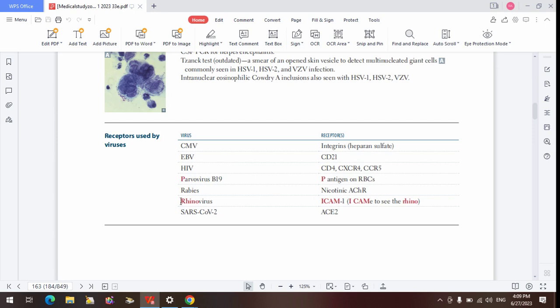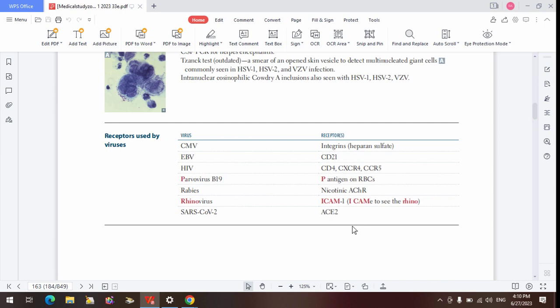So what's the first one? CMV. We have to just learn this. Cytomegalovirus uses heparan sulfate. They use integrins on the epithelial cells that they want to infect, and that integrin is made up of glycosaminoglycan, particularly heparan sulfate. So heparan sulfate is for CMV. The integrin that they use is heparan sulfate. Epstein-Barr virus uses the receptor CD21. That's what it binds to.